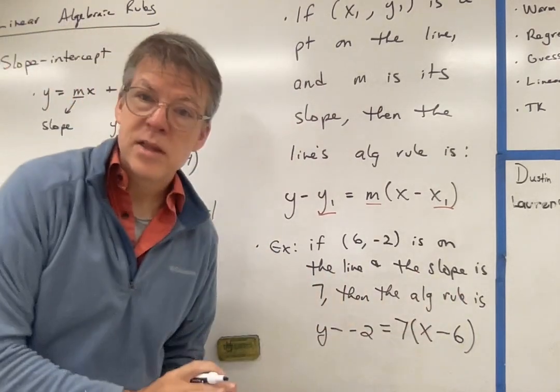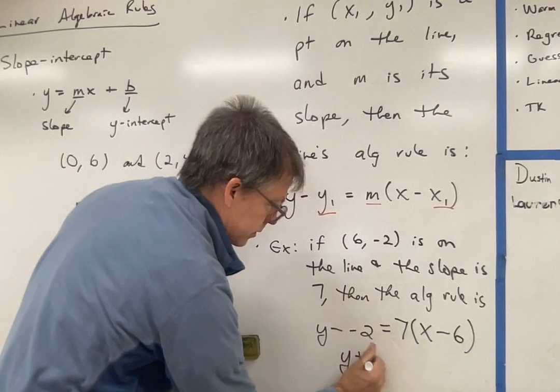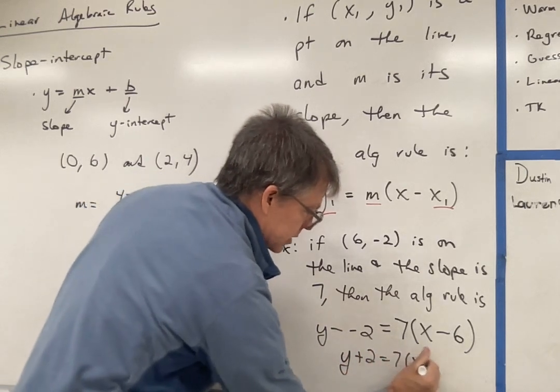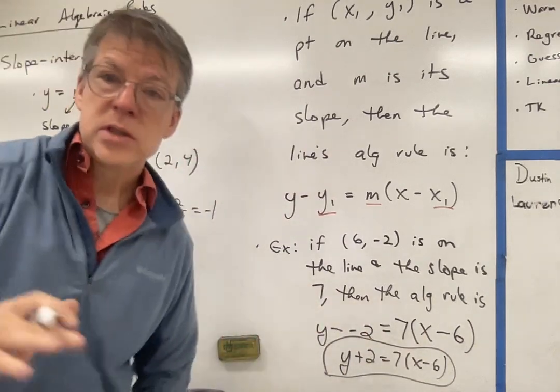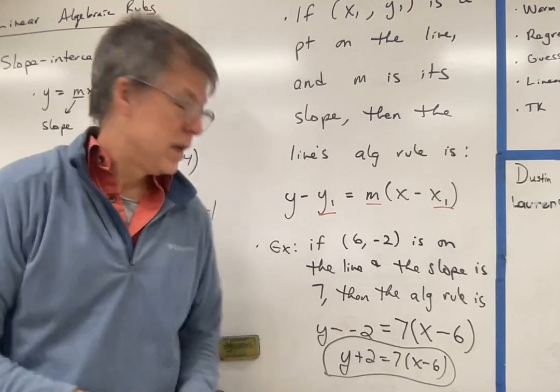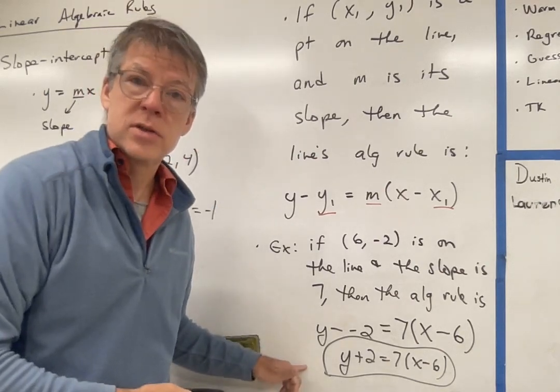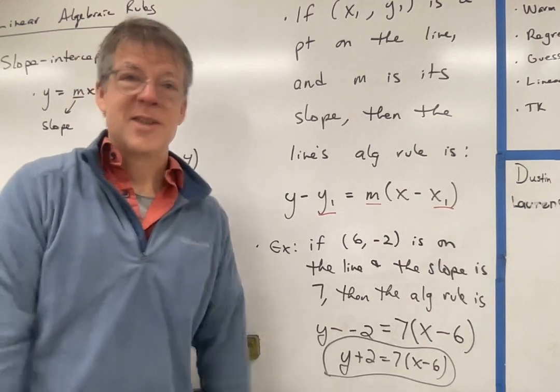Okay, and can you clean this up? Yeah, you can. You can make this be y plus 2 equals 7 times x minus 6. And kids, just leave it like that. Could you put it into y-intercept form? You totally could. Do we? No, not usually. This will be a totally acceptable answer, okay? If you get this, that would be fantastic, okay?